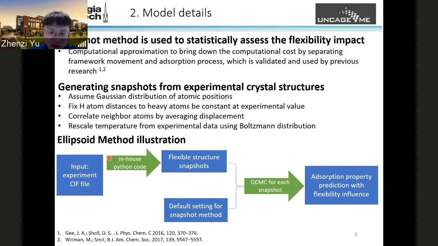And this flow is the illustration of the ellipsoid method. The only input for this method is the experimental save file. By going through the in-house Python code, we can generate a bunch of flexible structure snapshots. With the default setting, we will conduct GCMC for each of the snapshots. The adsorption property prediction with flexible influence can be obtained by averaging the GCMC results for each snapshot.